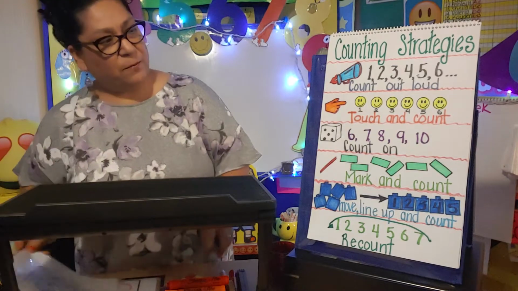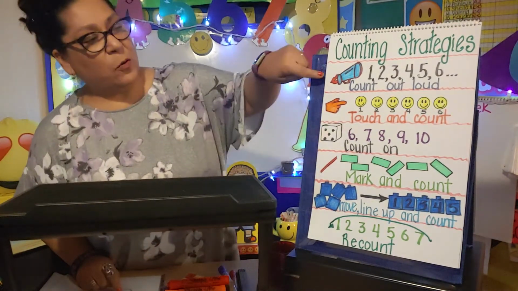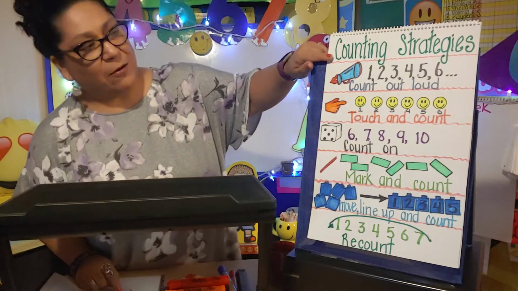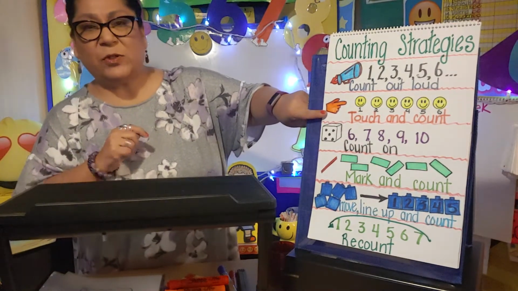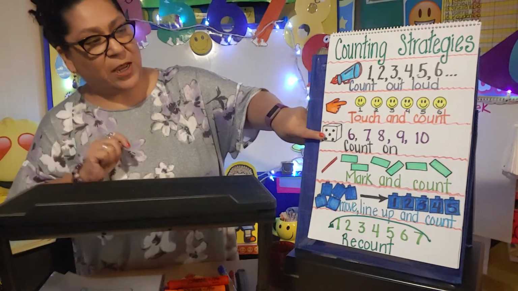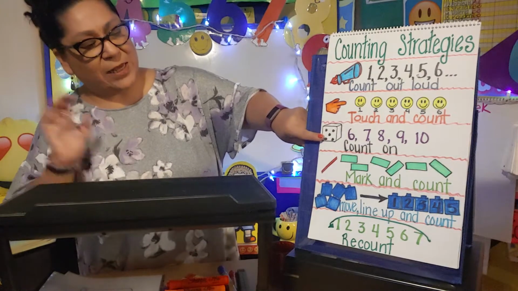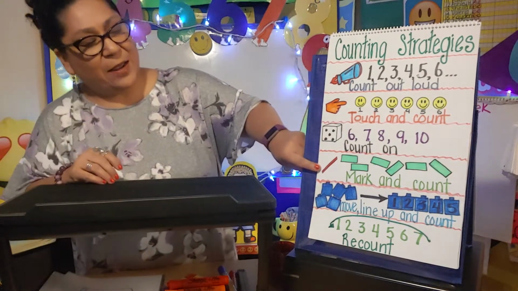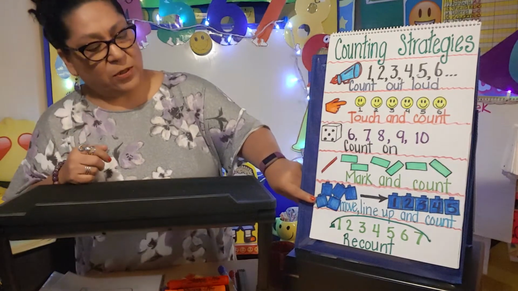So we've done how many strategies? 1, 2, 3, 4. We did count out loud when we counted the markers. Touch and count when we touched and counted the chips. Count on when we looked at the dice and we said 5 and then we counted on. Mark and count when you mark and you count the chips.